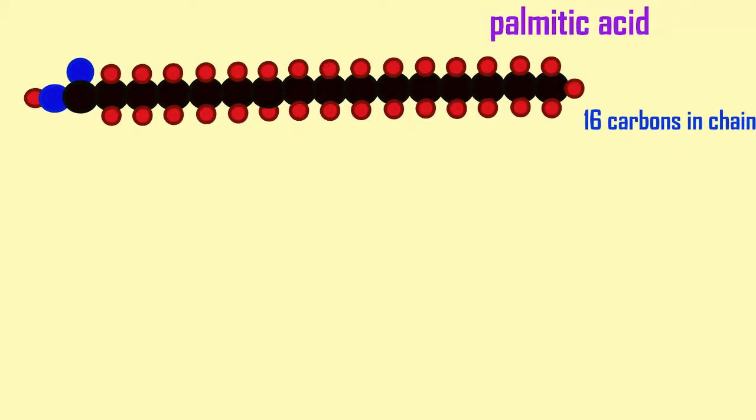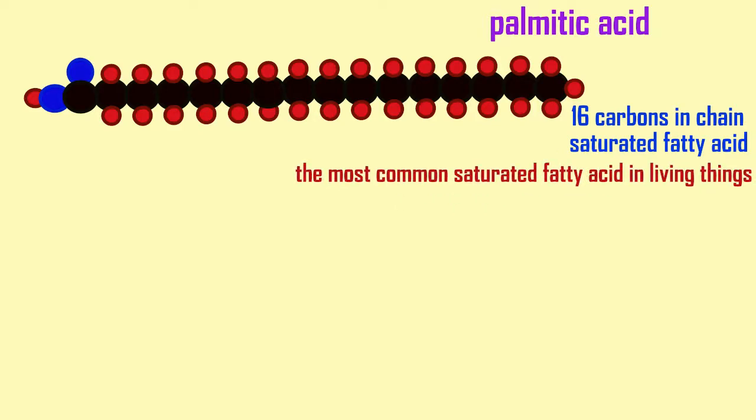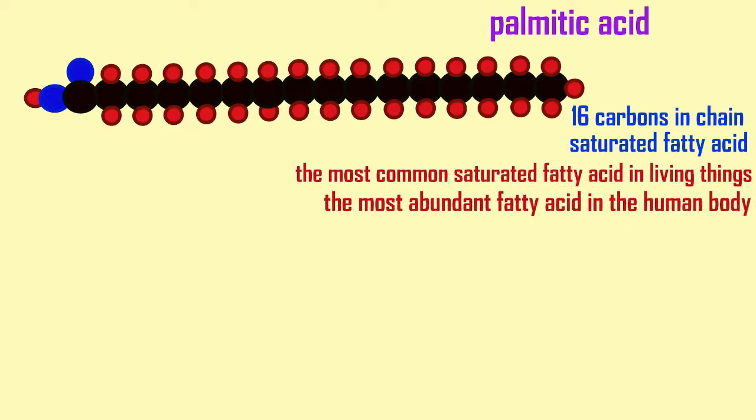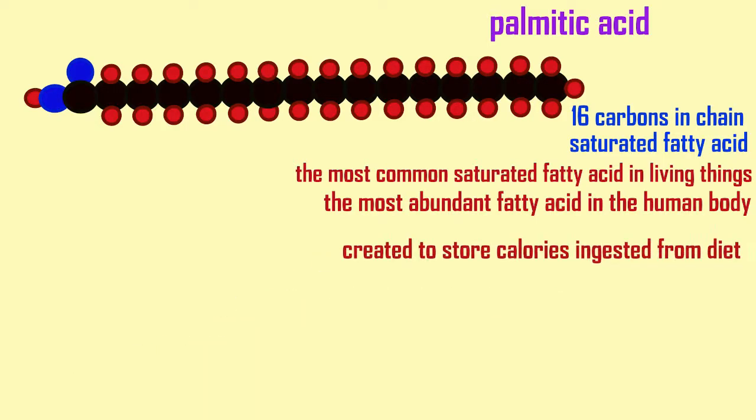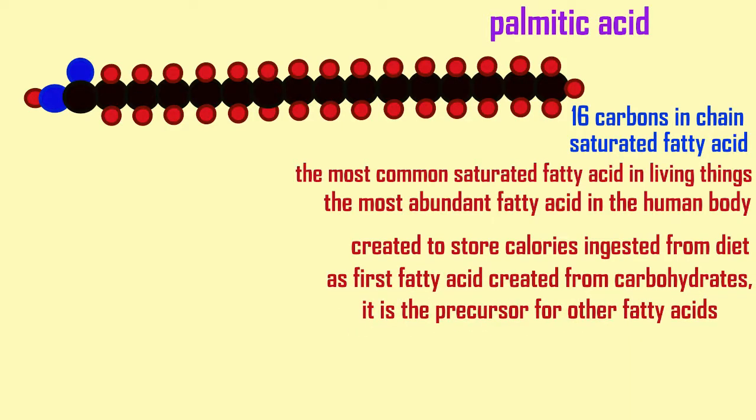Palmitic acid is 16 carbons in length and is saturated. It is the most common saturated fatty acid in living things and the most common saturated fatty acid in the human body. When carbohydrates are ingested, their calories can then be stored in triglycerides, and palmitic acid is the first fatty acid to be made in this process, and other fatty acids can then be made from palmitic acid.